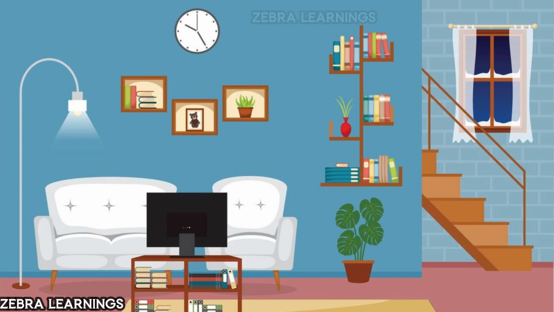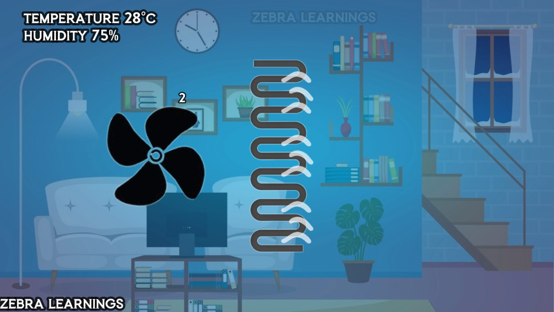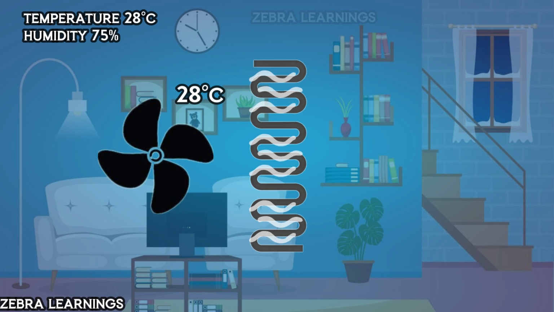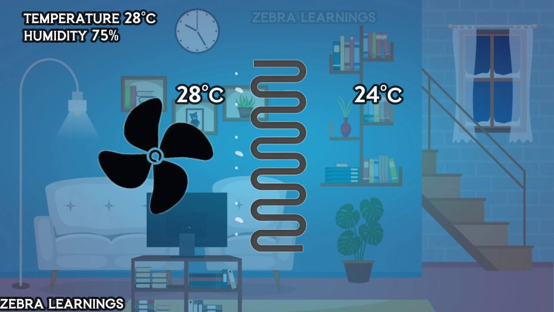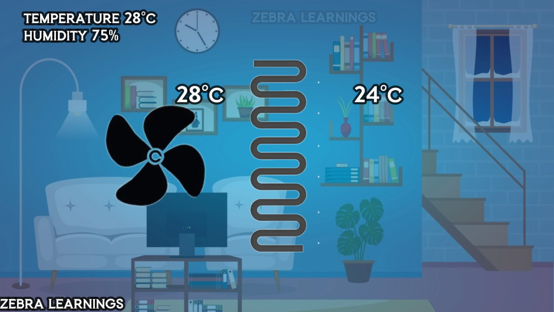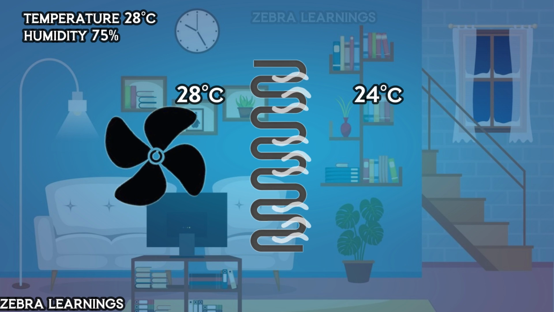Let's take an example using an AC unit to understand this better. Imagine a room where the temperature is 28 degrees Celsius and the humidity is 75%. When the AC unit runs, it needs to cool the air from 28 degrees Celsius to a more comfortable temperature. However, the job of the AC unit is not just to lower the air temperature, it also has to manage the moisture in the air.